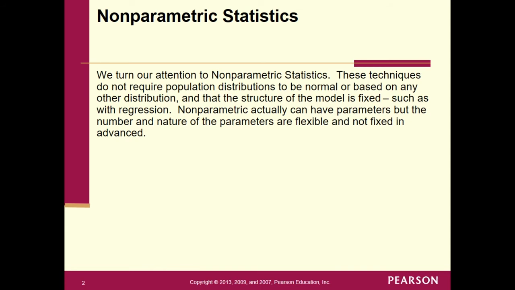Okay, so we don't need the populations to be normal, or based on any other distribution, and the structure of the model is not fixed, such as with regression. Non-parametric statistics can actually have parameters, but the number and the nature of the parameters are very flexible, and not fixed in advance. So it just depends on the situation that you have, and you say, oh, okay, we can use this probability distribution to figure out the p-value, but the original data doesn't have to be originally normal or anything like that, all right?